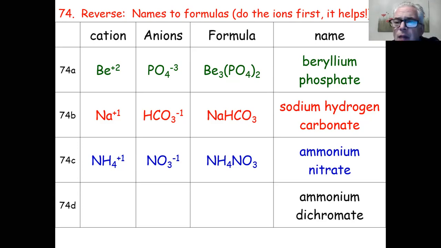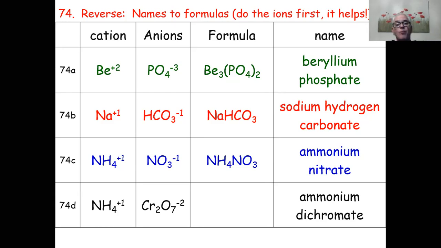Now the last one's a big one. Ammonium dichromate. Ammonium is still going to be NH4. Dichromate is the biggest polyatomic ion we have. It's got 9 atoms in it. Holy smokes, right? And what do we got? Cr2O7. Now this is dichromate. It's not chromate. Chromate is chromium and oxygen, but it's a smaller one. This is the big one. This is the big kahuna.